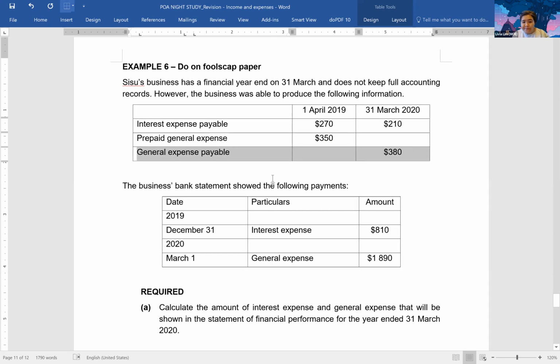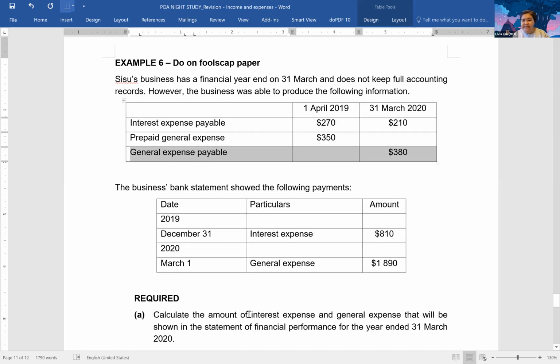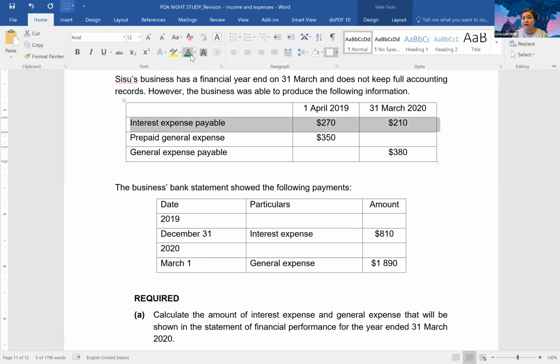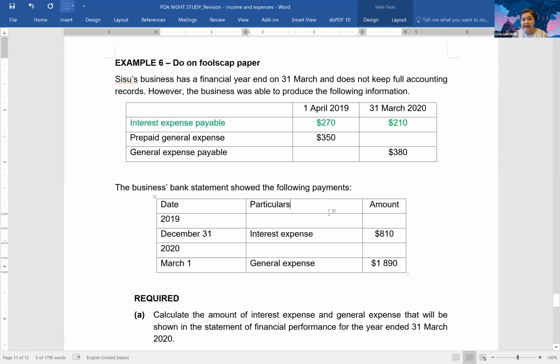So why don't we do this? Can you calculate the amount of interest expense and general expense using this information? I'll do you a favor because I know it's a first time for a lot of us, or we are still trying to understand it. I highlight the relevant information. Similar stuff I group together. So interest expense is now all in green, and general expense is in black.